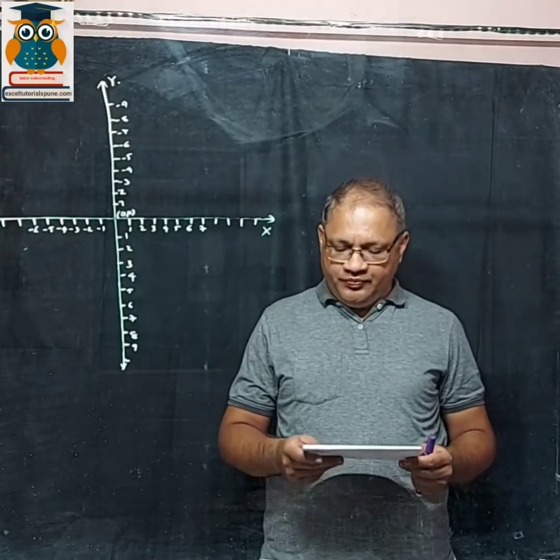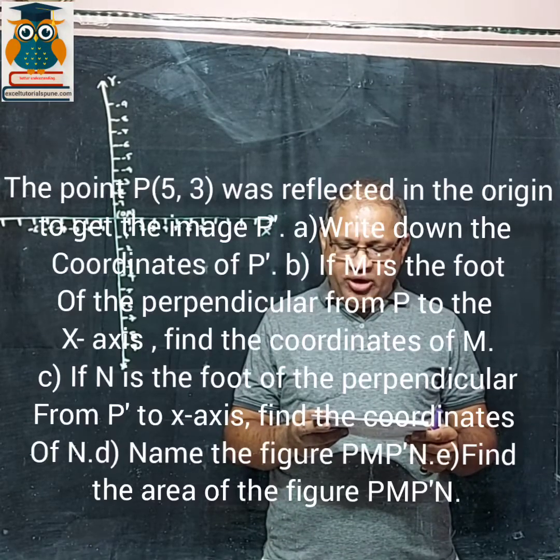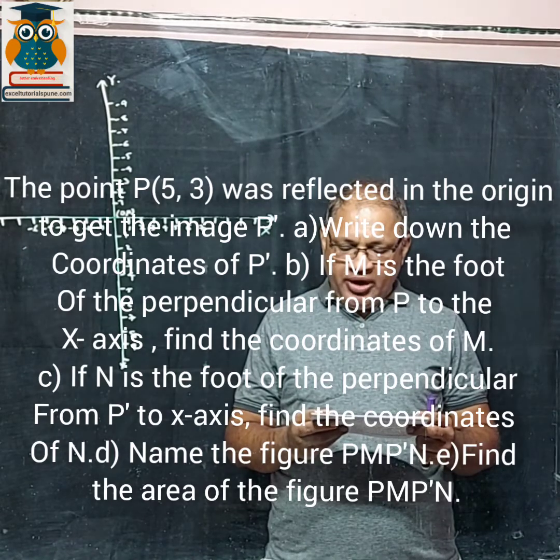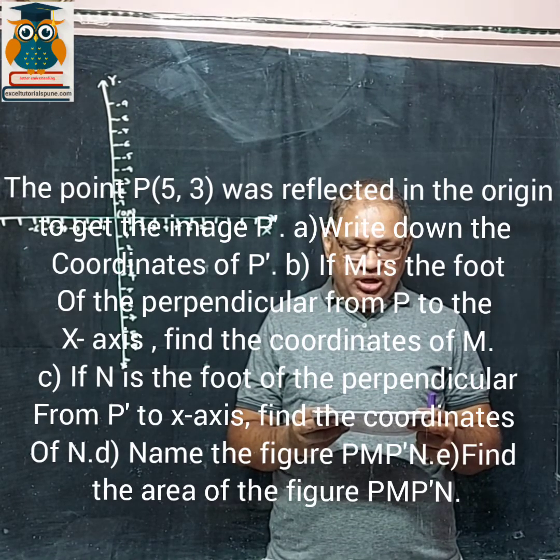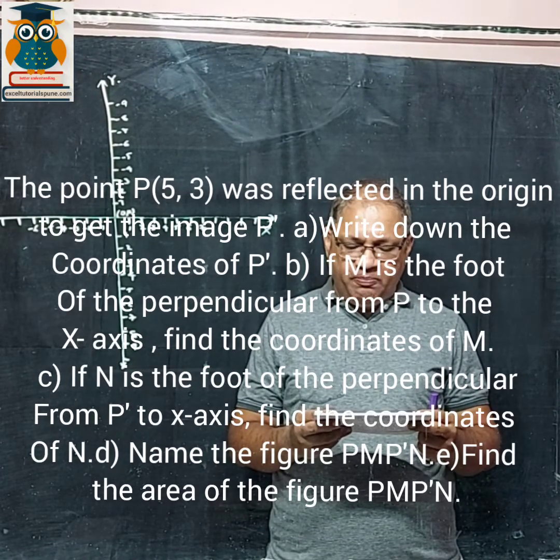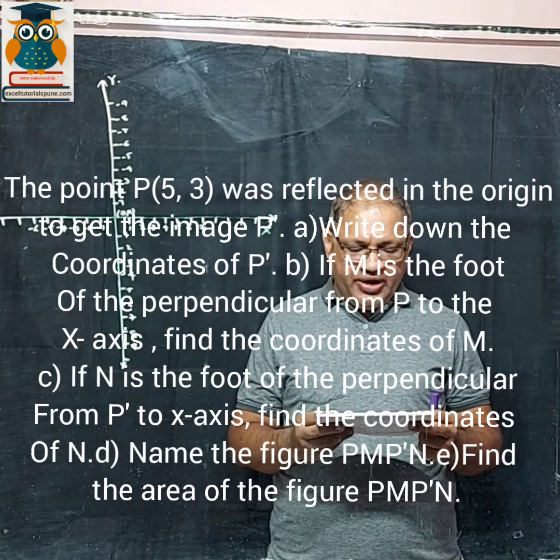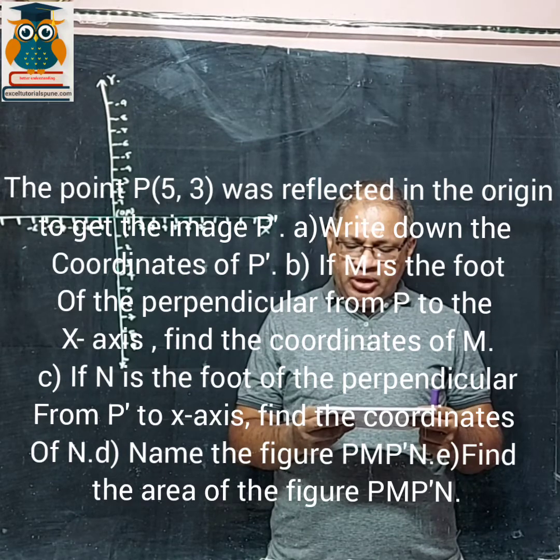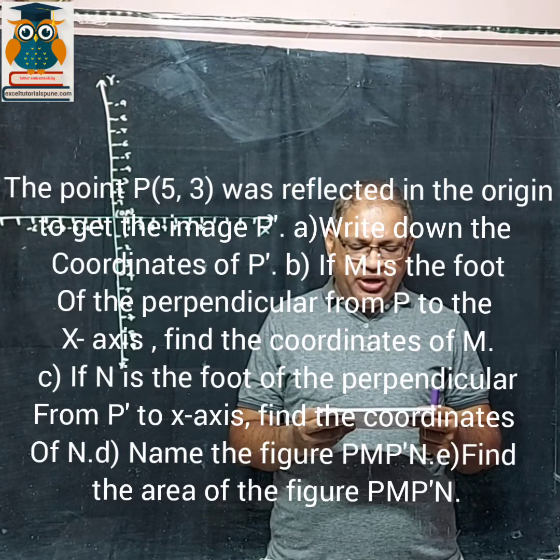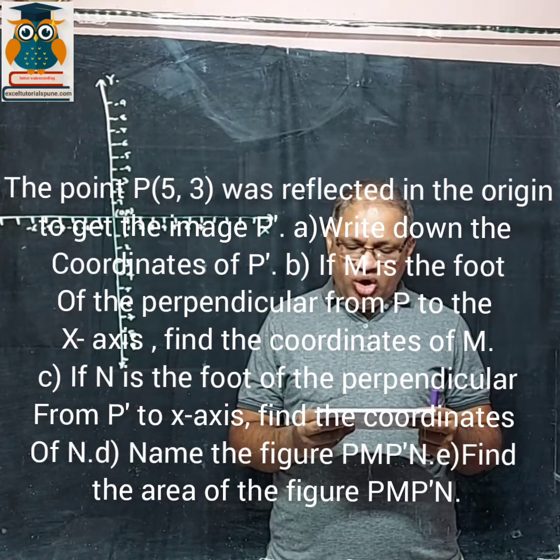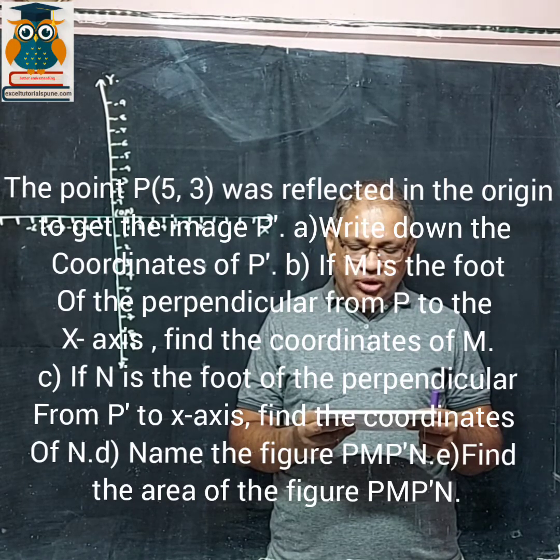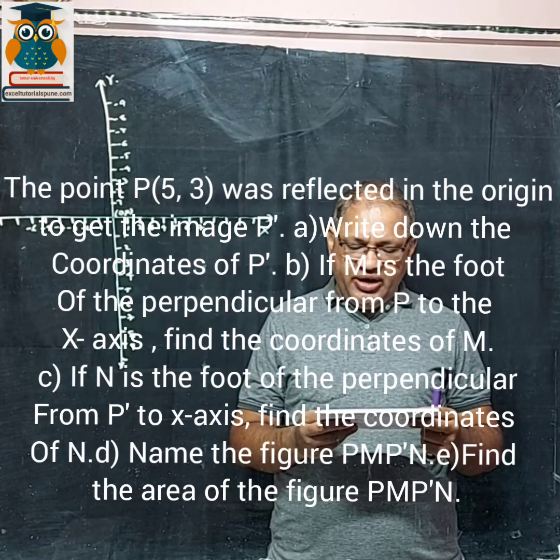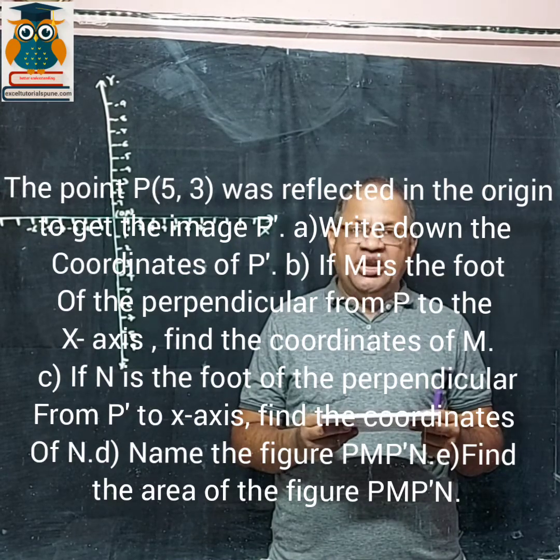Alright, the third sum. The point P 5, 3 was reflected in the origin to get P dash. Write down the coordinates of P dash. If M is the foot of the perpendicular from P to the x-axis, find the coordinates of M. Next question of that support. If N is the foot of the perpendicular from P dash to the x-axis, find the coordinates of N. D. Name the figure PM P dash N. E. Find the area of the figure PM P dash N.